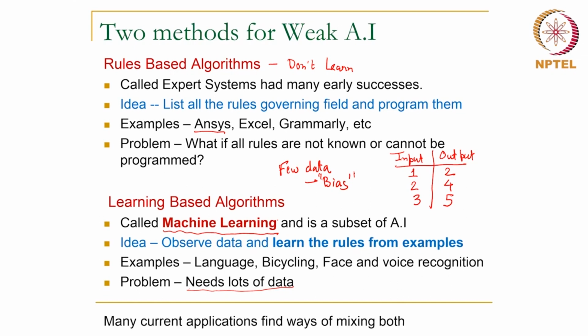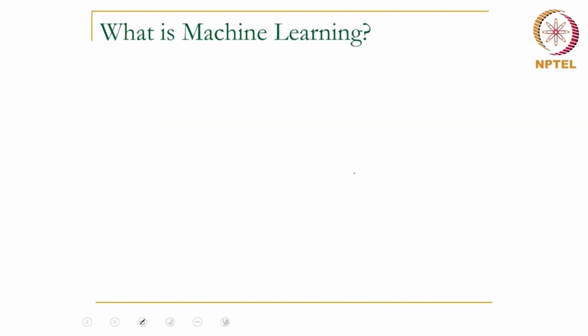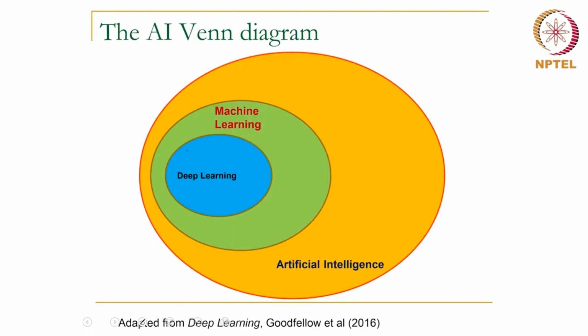There are many current applications which find ways, even including Google search, which mixes some rules-based algorithms, their old algorithms, with learning-based, ML-based algorithms today. So here are the overall terms we tend to use. AI is the large field, machine learning is a smaller field within it, and deep learning, which is what we will be looking at, is the thing inside. You can say that neural networks are a part of deep learning.